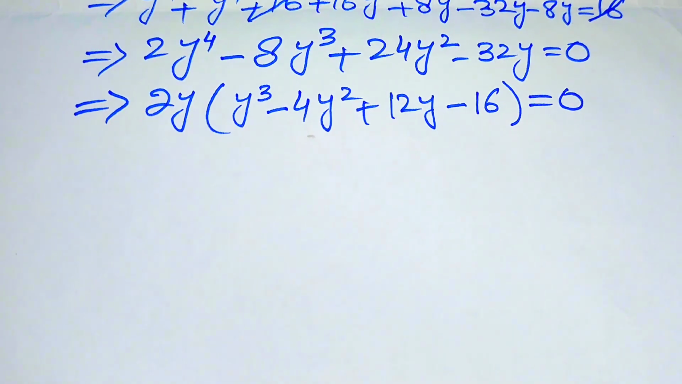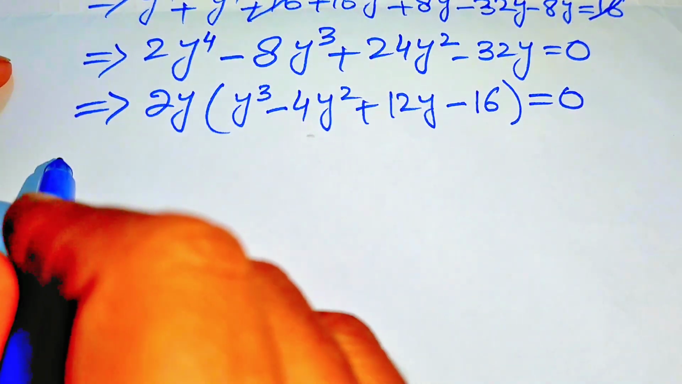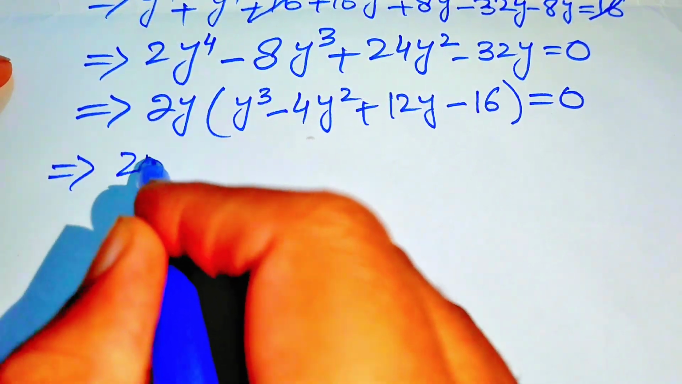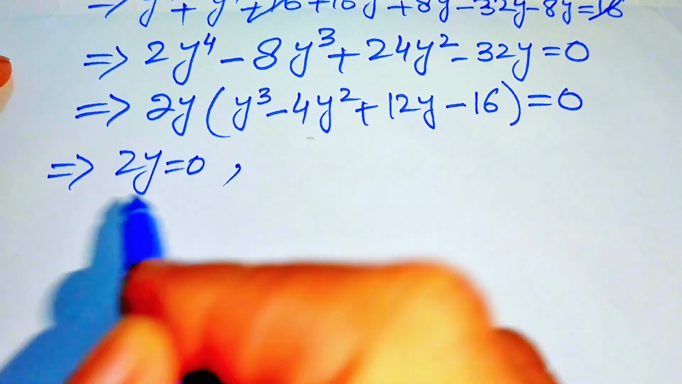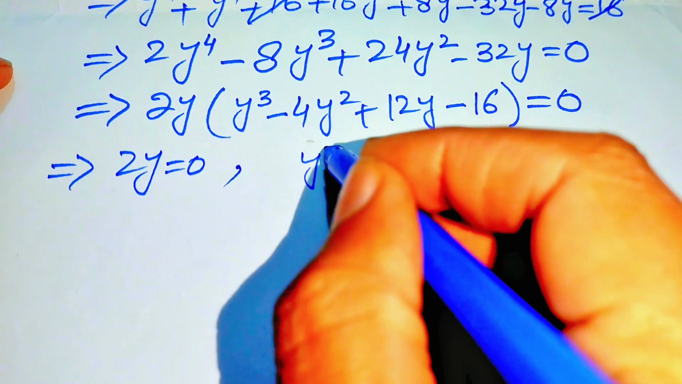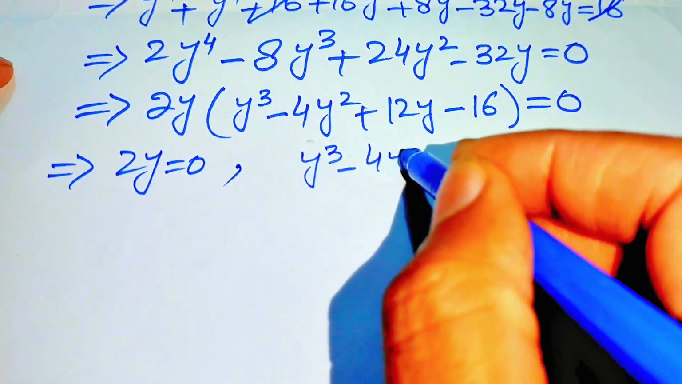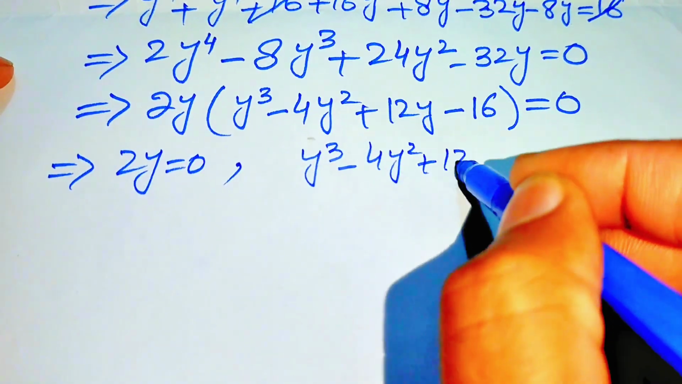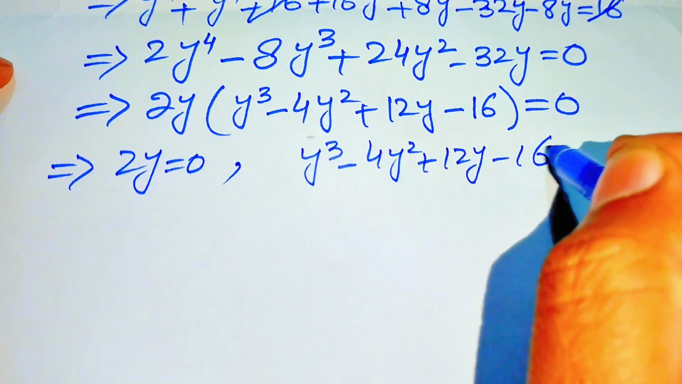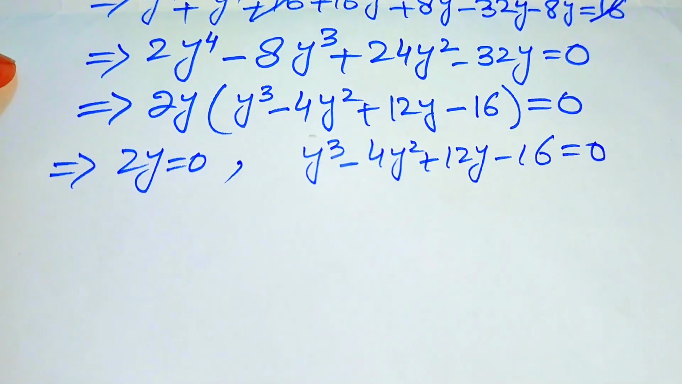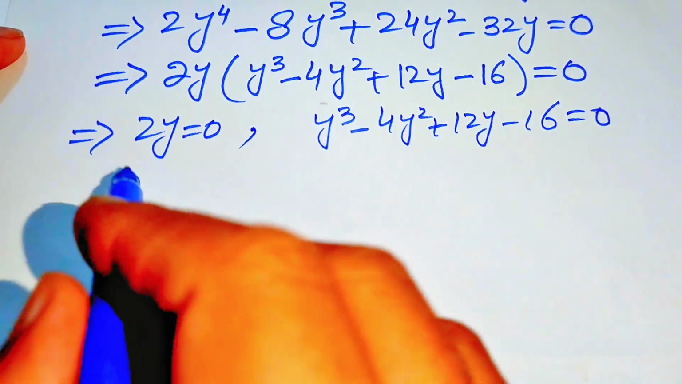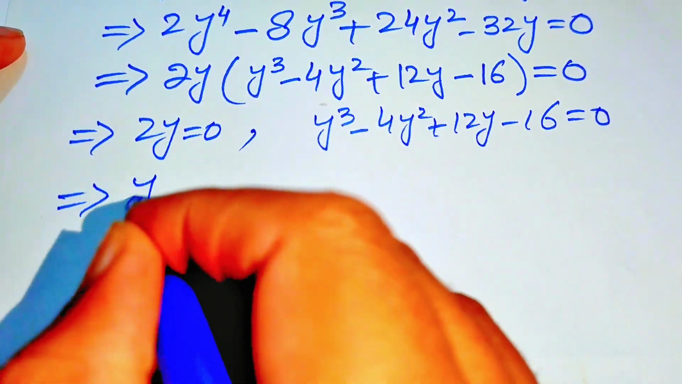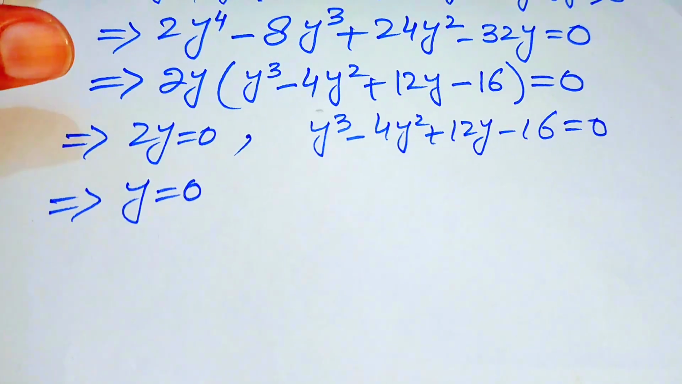So in the next step we convert this into cases. Our first case is we write 2y equals 0, and the second case is we write y cubed minus 4y squared plus 12y minus 16 equals 0. In the first case we easily get the value of y equals 0.